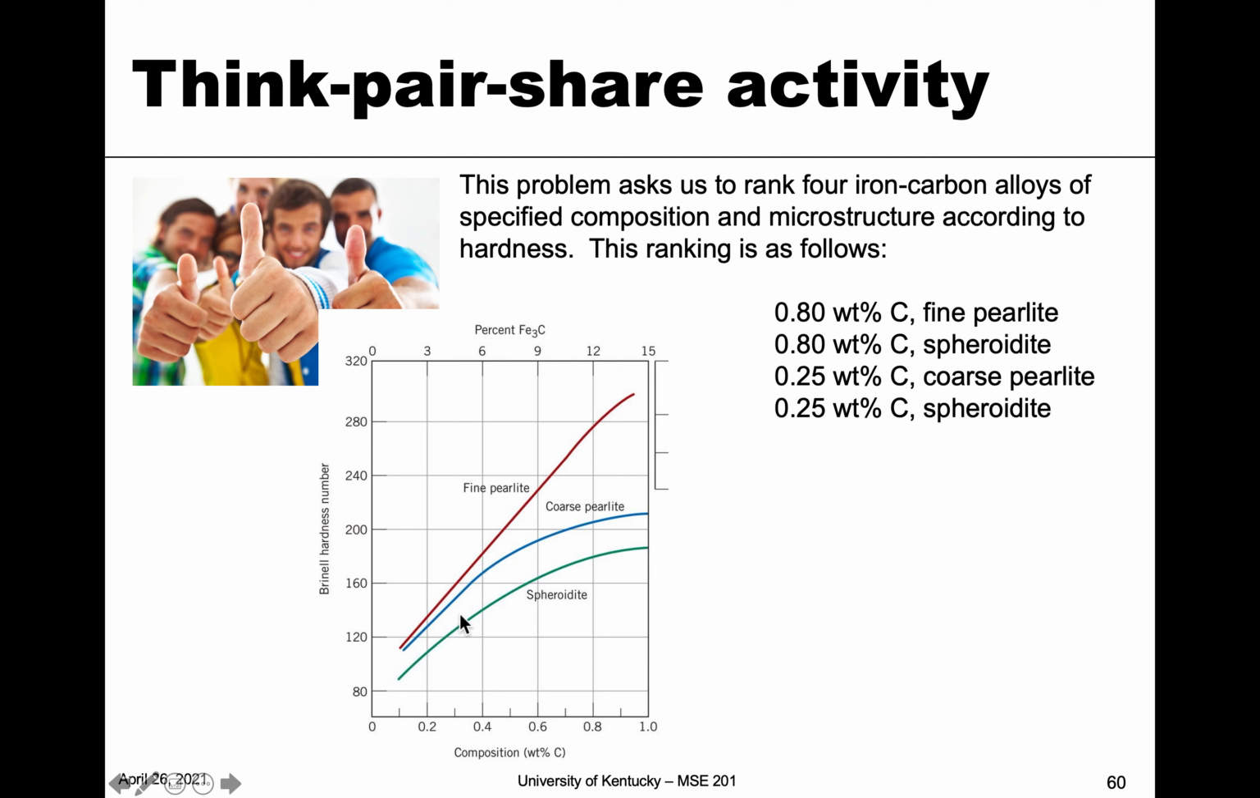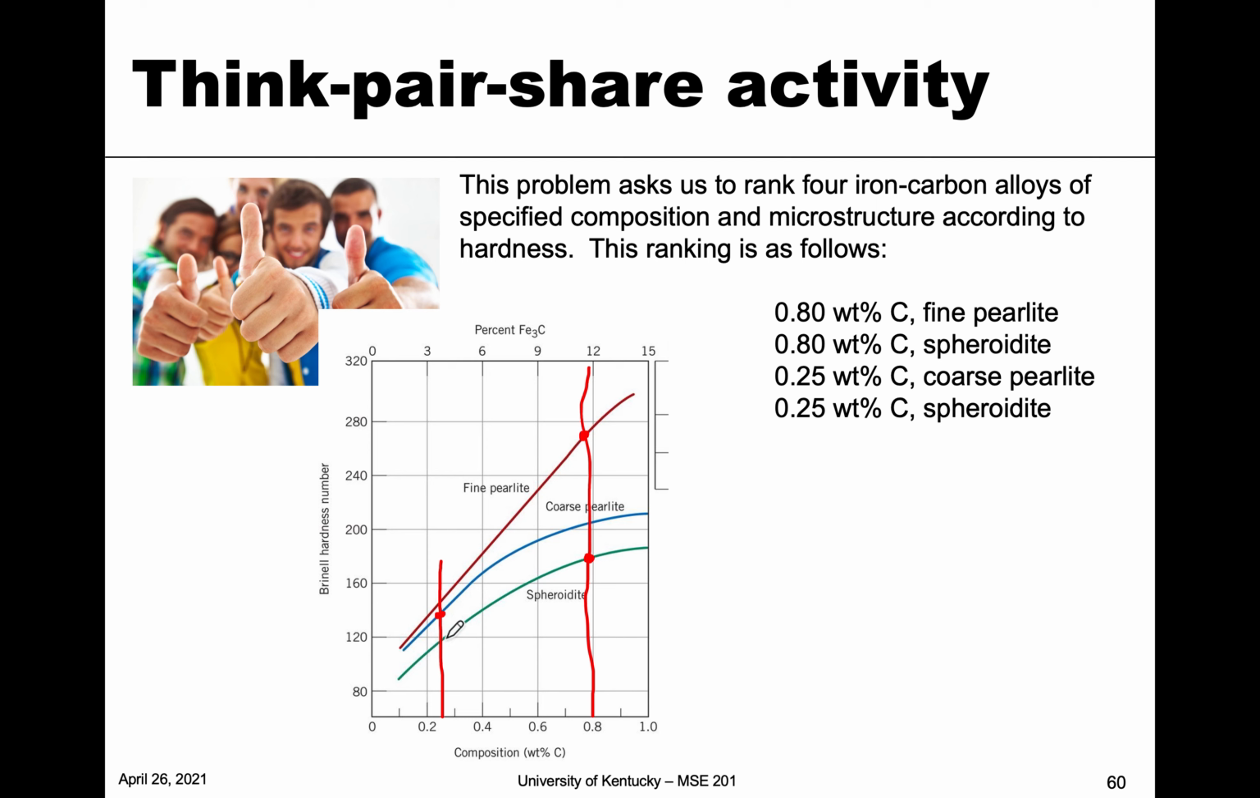So we can look at this figure and we can actually get some values here from it. And so we have 0.8%, so let me just mark these. 0.8%, sorry about the line, and then we have 0.25%. So 0.8% fine perlite is here, right? So you can tell that's going to be the strongest. 0.8% spherodite is here. And then 0.25 coarse, which is this one.